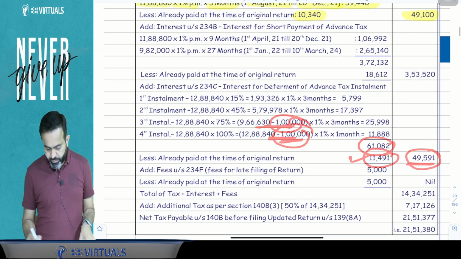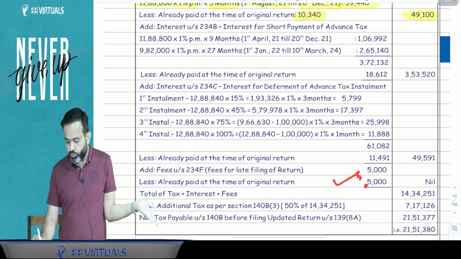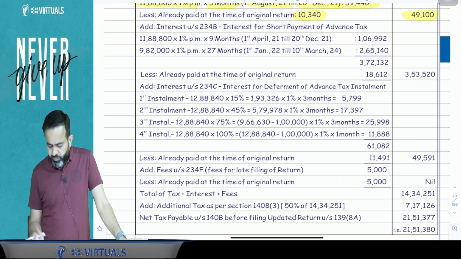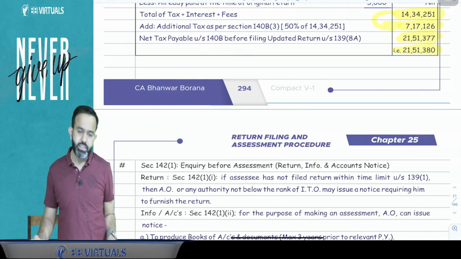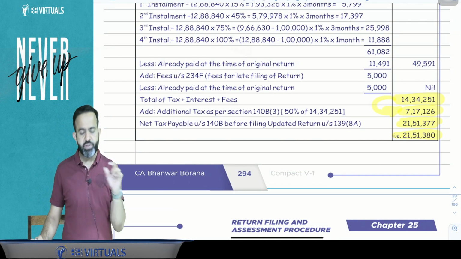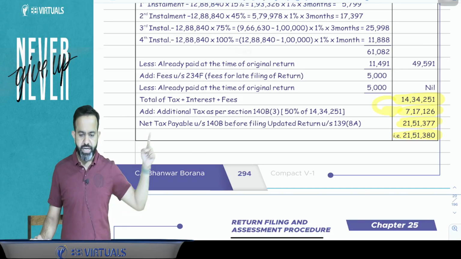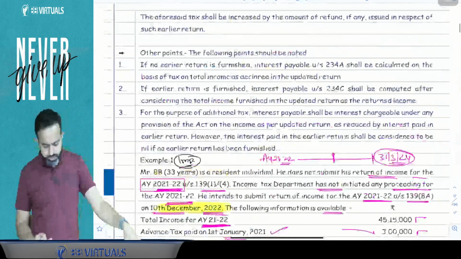Now guys, the fees under section 234F you already paid in the original return. So obviously there is no need to pay again. So here this is nil. So in simple words, your total interest as well as tax as well as fees is 14,34,250. Now you have to pay the additional tax of 50%. So I just calculated here 50%, and this is the total amount that you have to pay before filing the updated return. So before filing the updated return, you have to pay 21,51,380, including your additional tax of 50%. You got my point or not? Yes. So this is the completion of your updated return part.